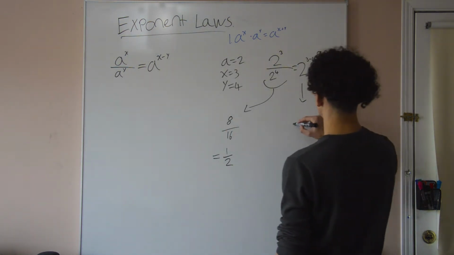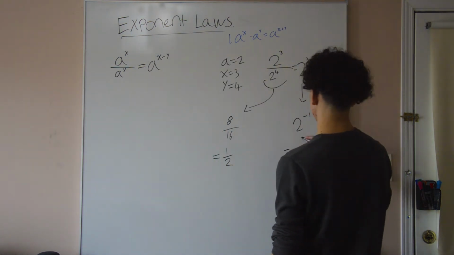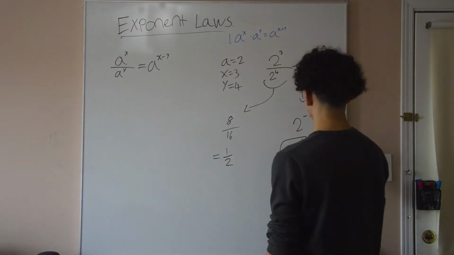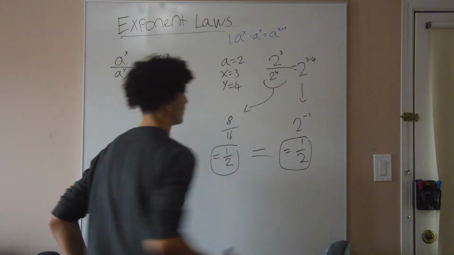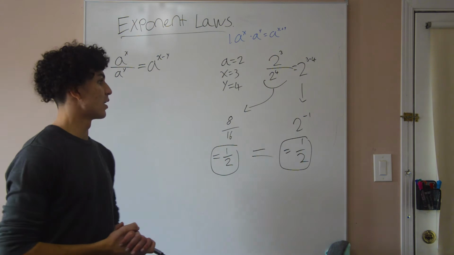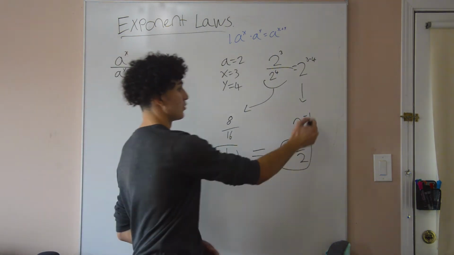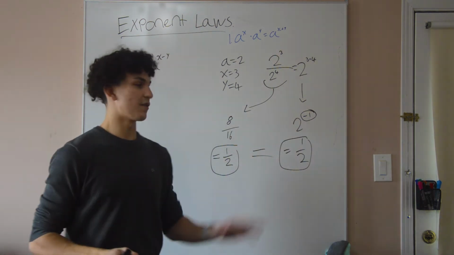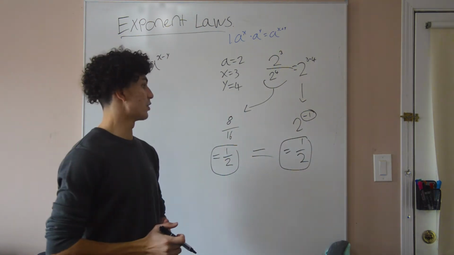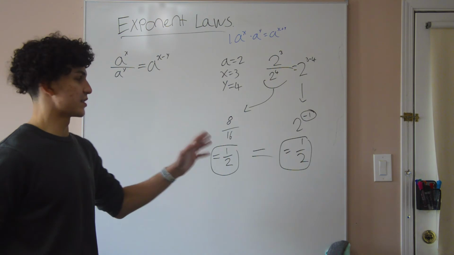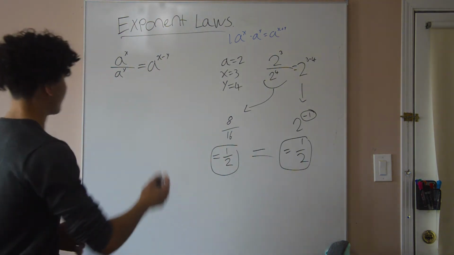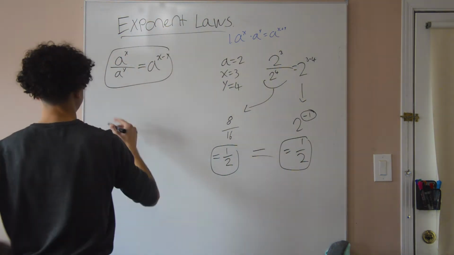And then this one right here becomes 2 to the power of negative 1, which is just 1 over 2. And they're equal. And it works out perfectly. And for those of you that are new with exponents, don't worry about the negative exponents and stuff. I'll get into that in hopefully another video. But for right now, this is true. And that is our second exponent law right here.